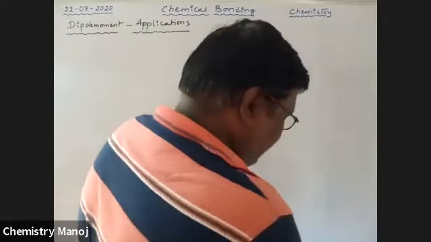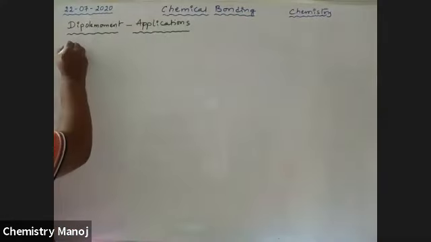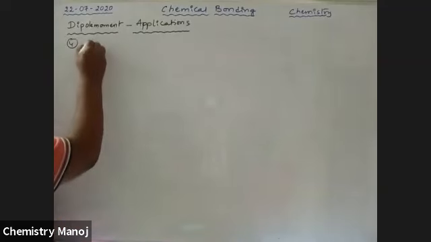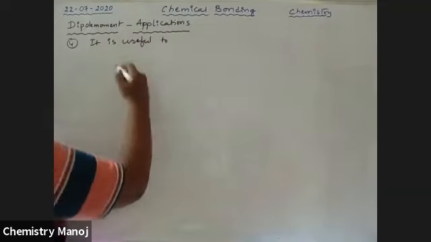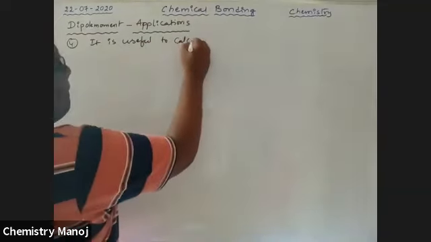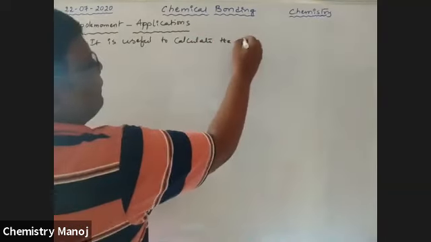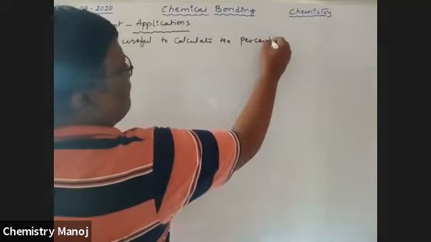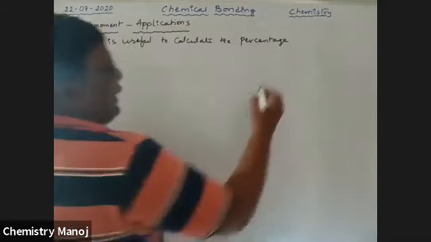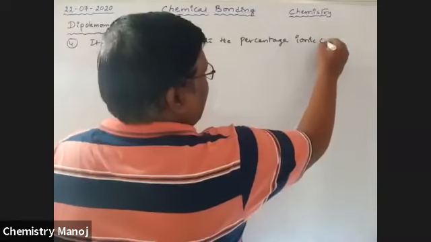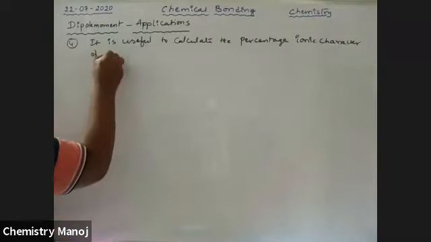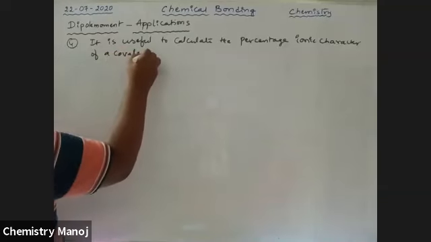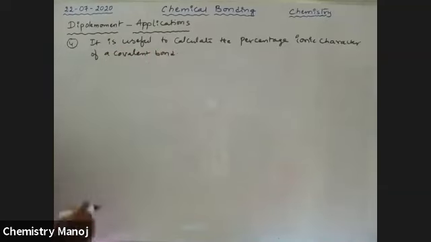Next application, that is the fourth one. It is useful to calculate the percentage ionic character of a covalent bond.